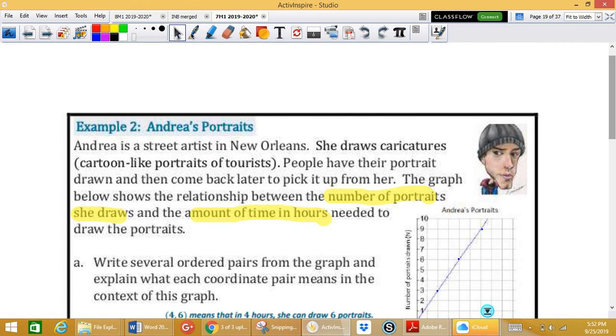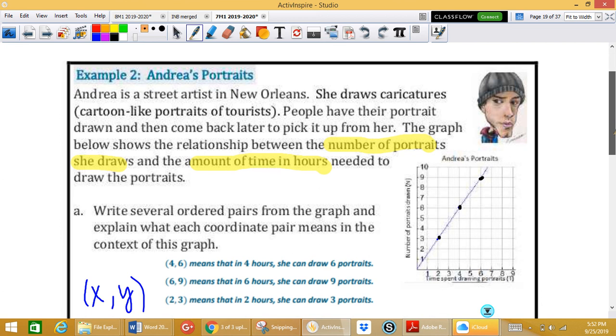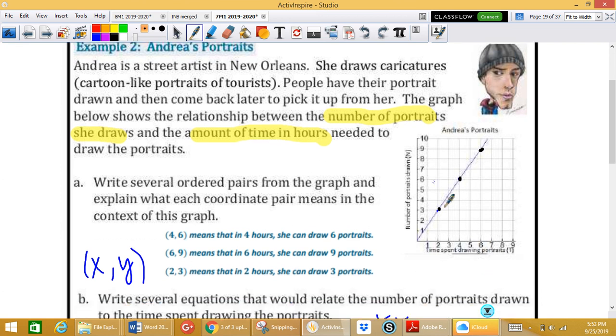So I'm going to look at my line real quick. And if I look, it intersects there, it intersects there, and it intersects there. So we have 2 and 3, 4 and 6, 6 and 9. So 4, 6, remember it's X comma Y, means in 4 hours, she can draw 6 portraits. 6, 9 means in 6 hours she can draw 9 portraits, and 2, 3 means in 2 hours she can draw 3 portraits.